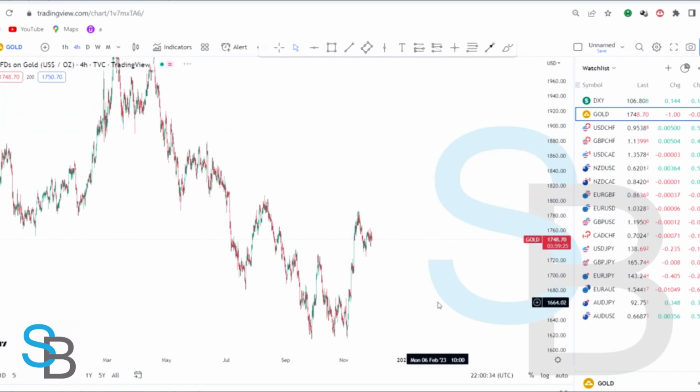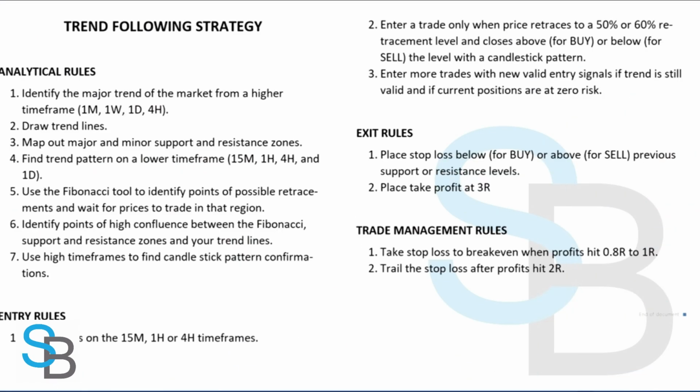And of course you have to understand that we have rules, right? We have rules for our strategies. Remember, now this is my strategy. I call it the trend following strategy, and then these are the analytical rules, these are the entry rules, these are the exit rules, and these are the trade management rules. So let me just go through them once more.